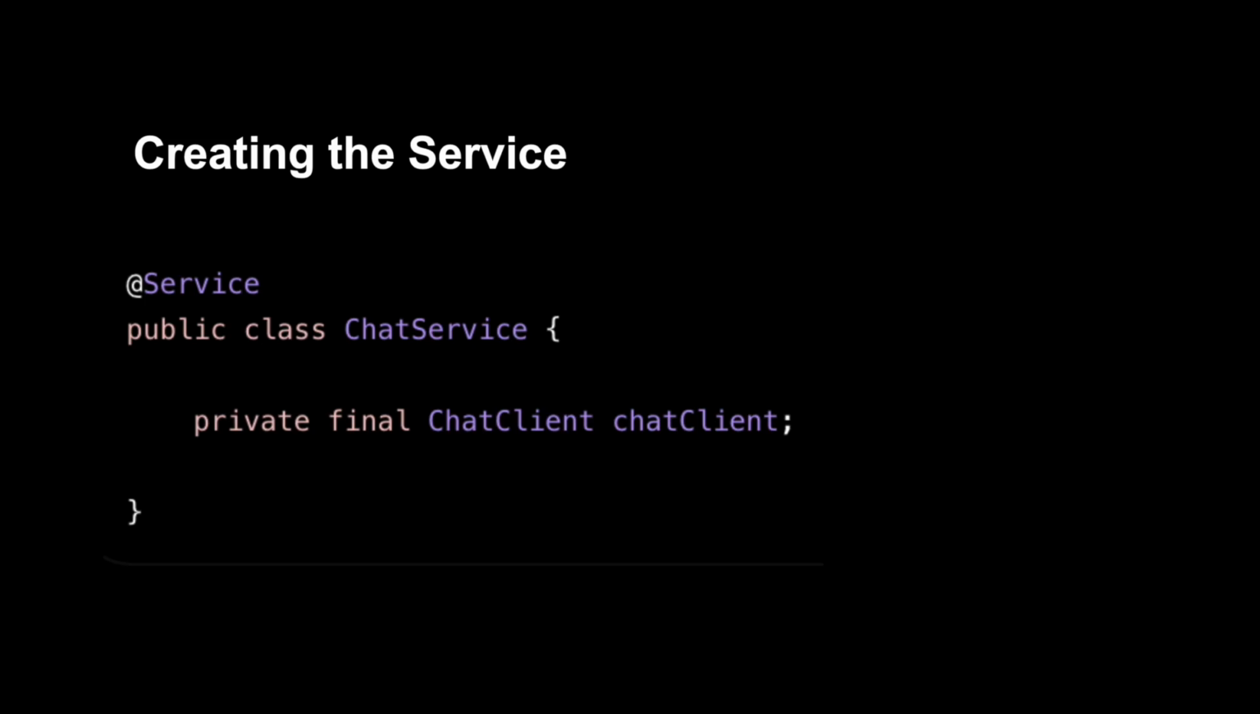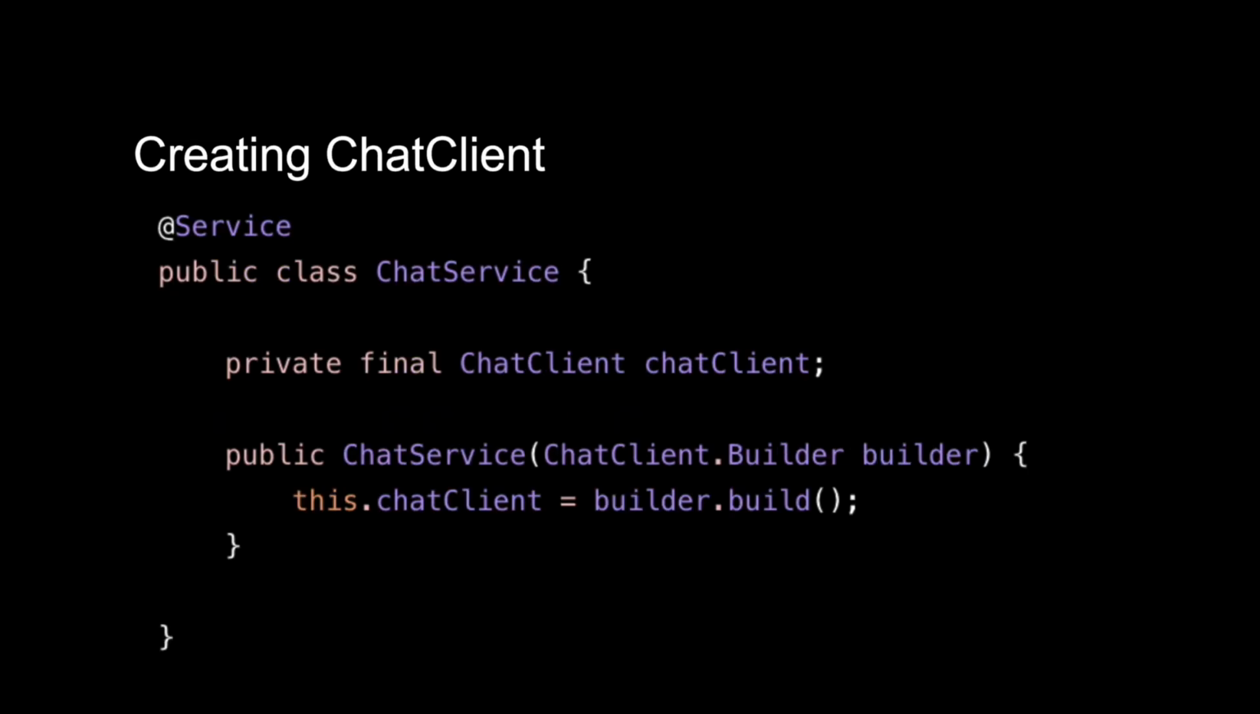What is ChatClient? A Spring AI abstraction that simplifies communication with an AI model. It builds the request, sends it to the configured AI provider, receives the response, and exposes a fluent Java API. Now let's understand how this object is created. Notice that we are not writing new ChatClient. Instead, Spring gives us ChatClient.Builder. Why? Because Spring already knows how to configure it.